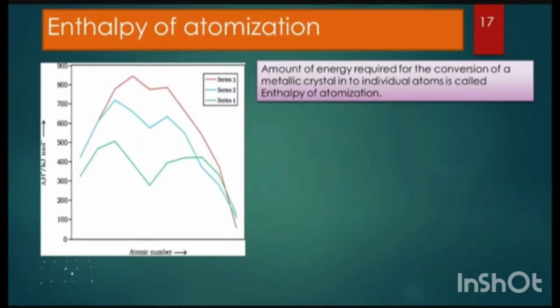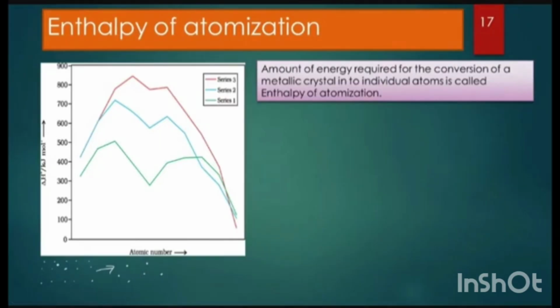This is a metallic crystal, and here the dots represent either the atoms or the ions. In any metallic crystal there will be a regular arrangement of atoms or ions. So what is the amount of energy required to break this metallic crystal into individual atoms? That amount of energy required is called enthalpy of atomization. Are you able to understand?